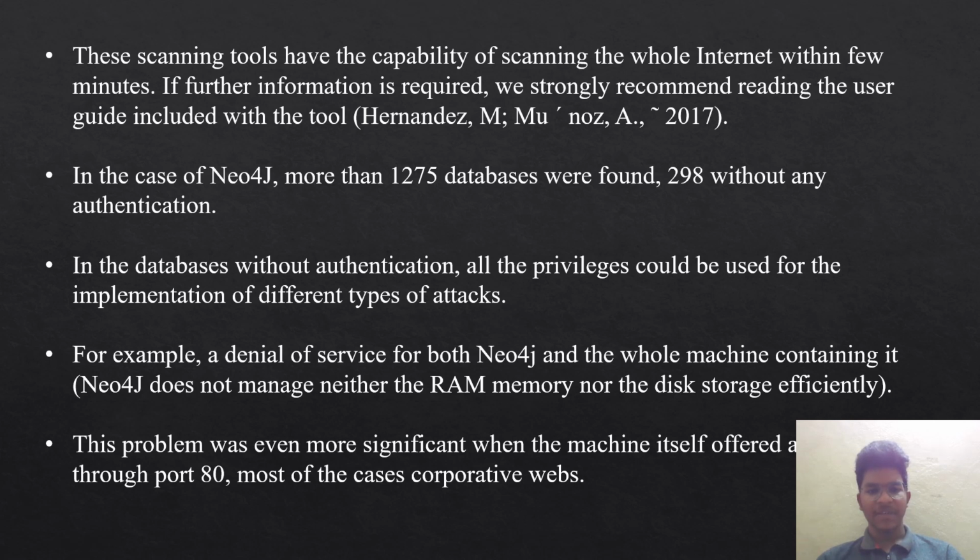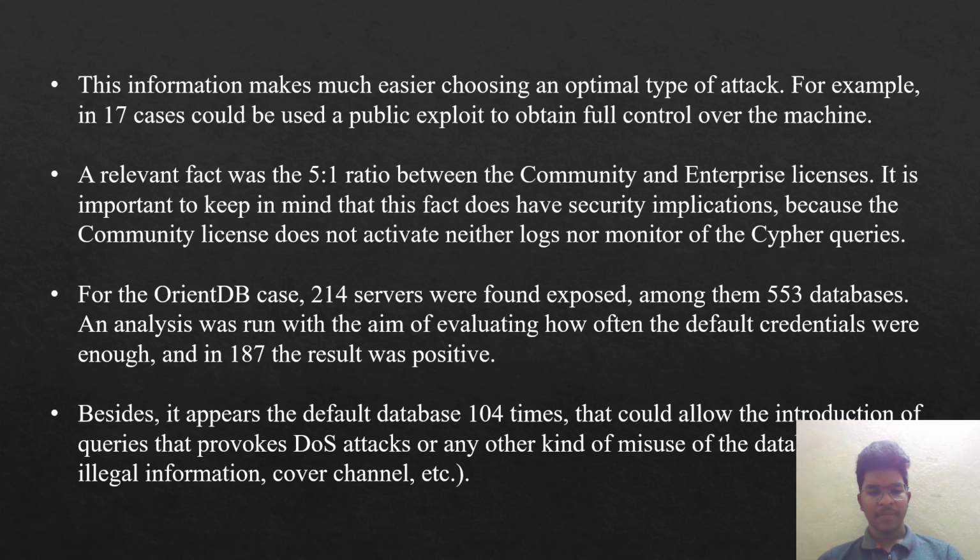In graph databases without authentication, all the privileges could be used for the implementation of different types of attacks. For example, a denial of service for both Neo4j and the whole machine containing it. This problem was even more significant when the machine itself offered a service through port 80, in most cases corporate webs. This information makes it easier to choose an optimal type of attack. For example, in certain cases a public exploit could be used to obtain full control over the machine.